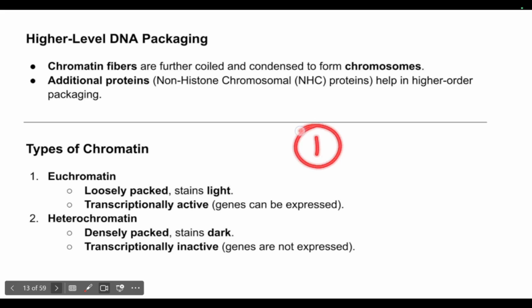First point, euchromatin is loosely packed, whereas heterochromatin is densely packed. The second point, because it is loosely packed, it is light stained, and heterochromatin is dark stained. Third point you have to remember, euchromatin is transcriptionally active, whereas heterochromatin is transcriptionally inactive. You just have to remember these 3 points.